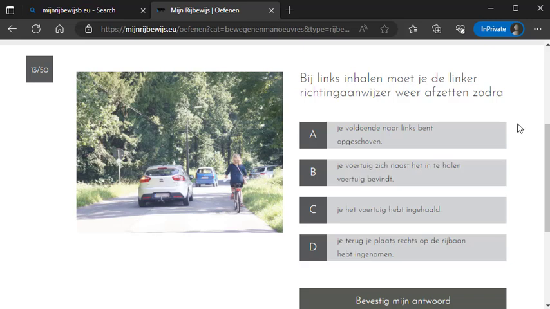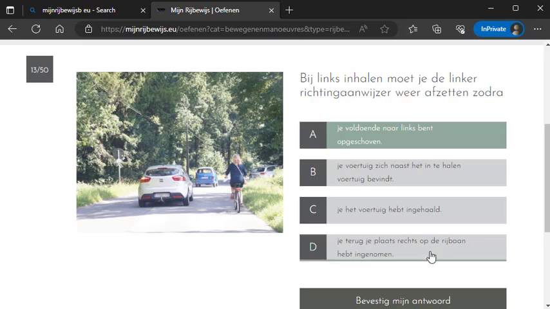Option A is you switch off your indicator when you have moved completely to the left, which is the right answer. The other options are: you switch off your indicator when you are next to the vehicle that you are overtaking. No. Option C is you have completely overtaken the vehicle.